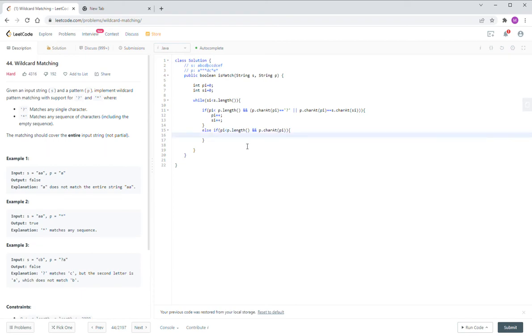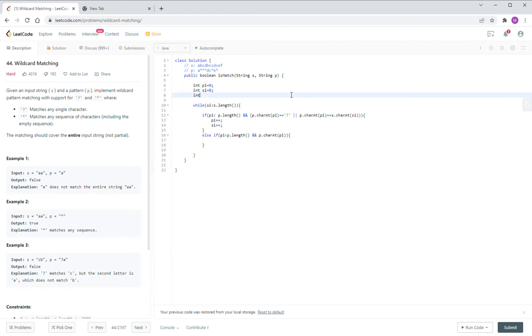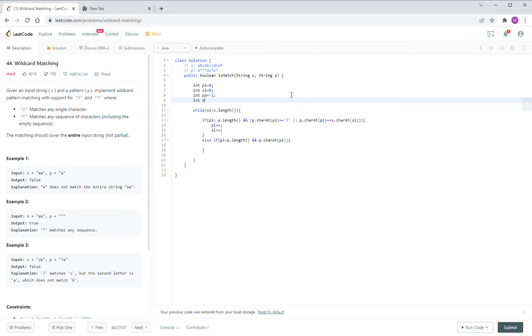So we should have some location. When the wildcard happens, we need to remember the last location so we can roll back. So we have the pattern old location as -1, and the input old location as -1. If we find the wildcard, in that case, first we need to skip this wildcard and let the pattern old remember its location.